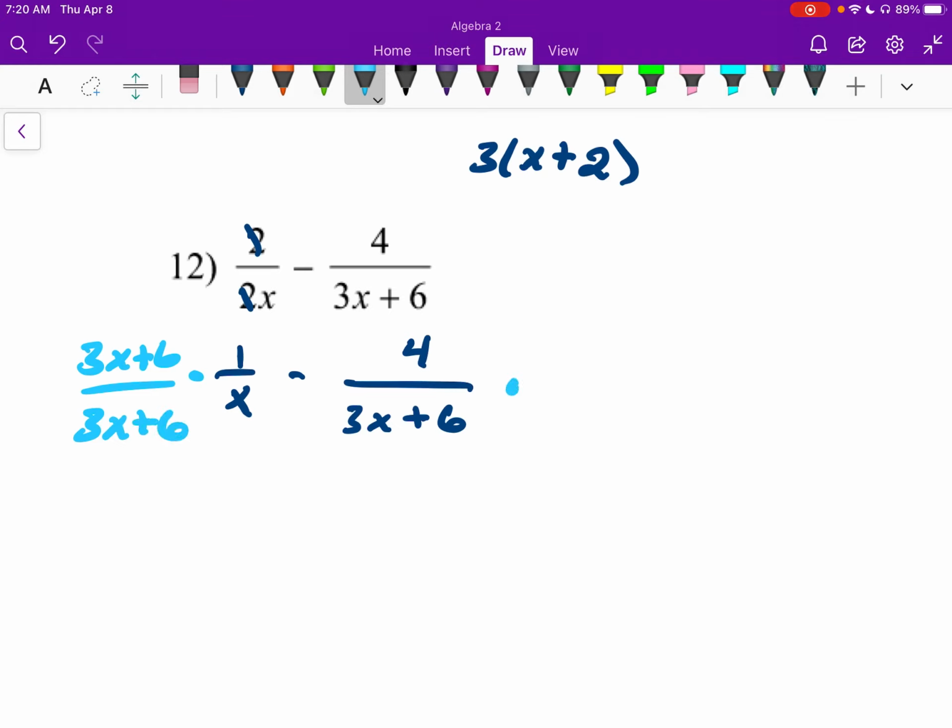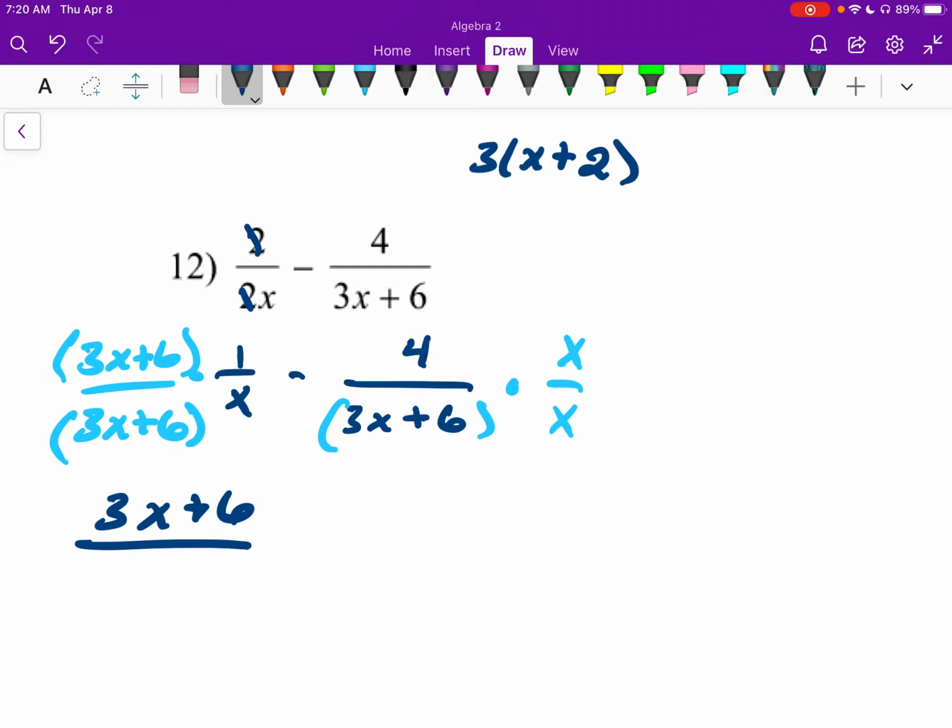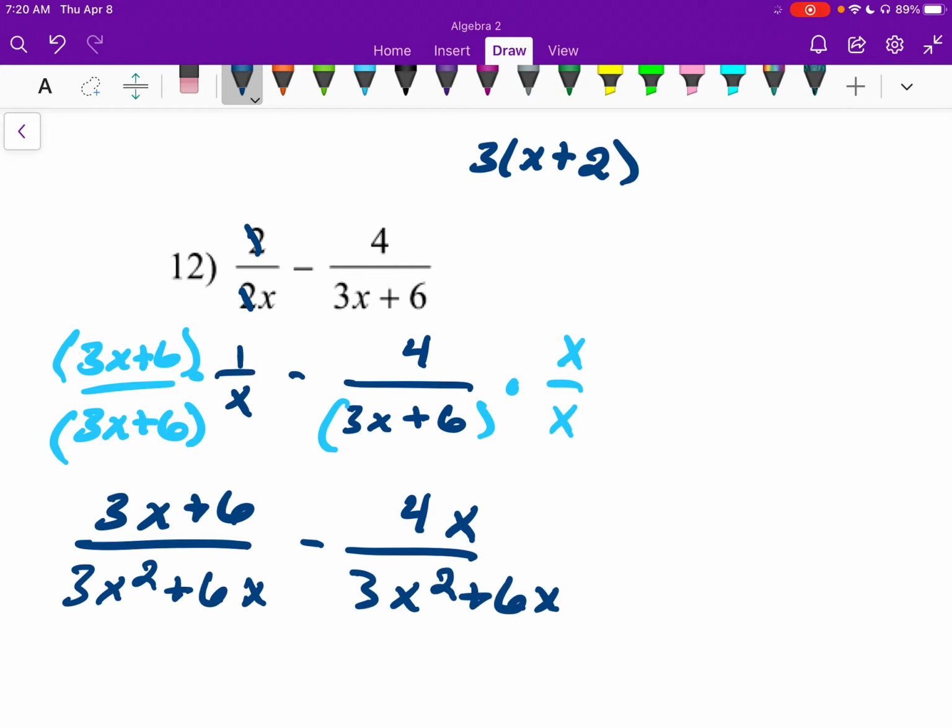And the right one by the left one's denominator, like that. Normally it's good to write parentheses. So the left side becomes 3x plus 6 over, I'm going to multiply this out and it'll be 3x squared plus 6x. This will be minus 4x over 3x squared plus 6x.